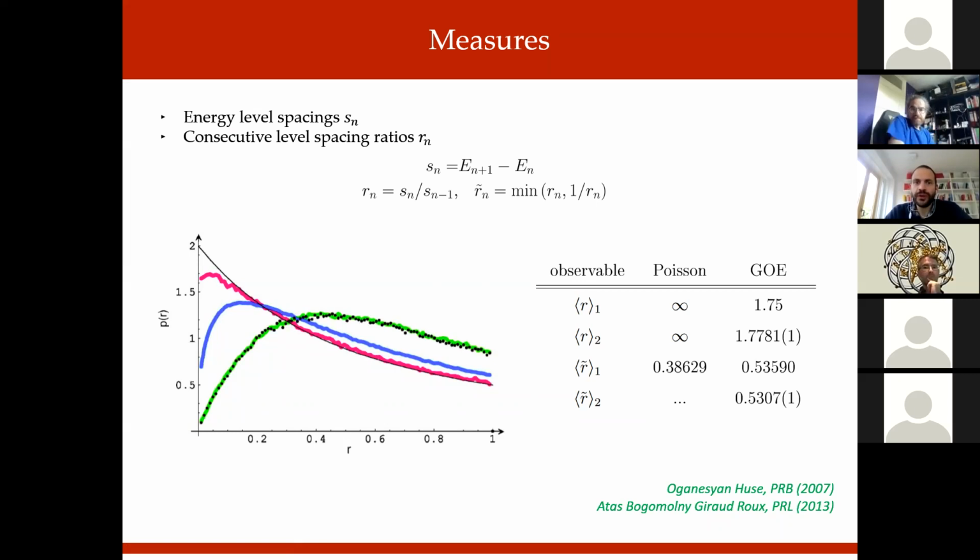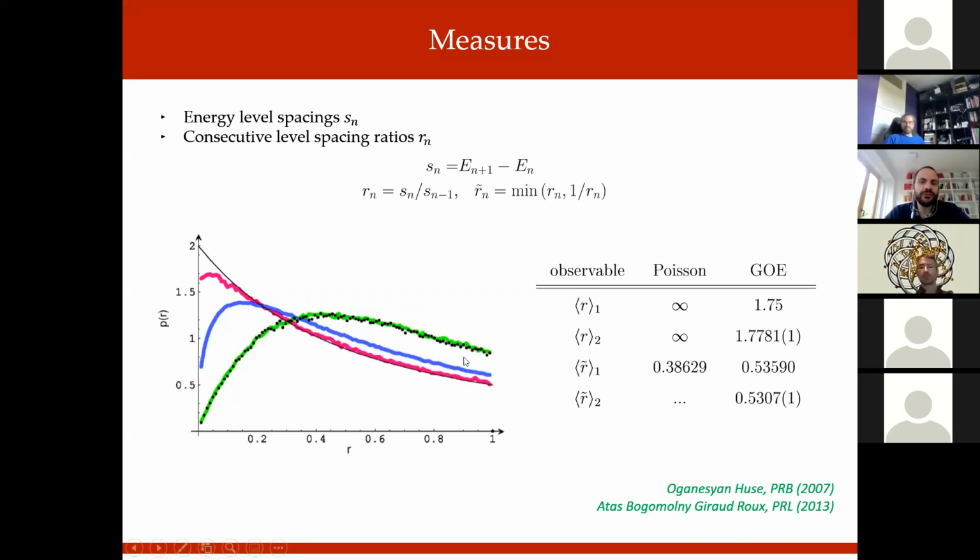Okay, a convenient measure to study level spacing statistics is to calculate the distribution of consecutive level spacing ratios, Rn, which is defined like this. So we calculate first the difference between energy levels. Then we take the ratios of the differences of two consecutive pairs of energy levels. This is Rn. And then we find the distribution of these values of R. This is convenient because in this way, the results are not dependent on the spectral density, on the density of energy levels, which usually requires the unfolding procedure before the analysis of the statistics.